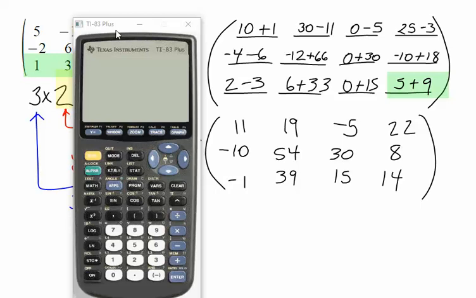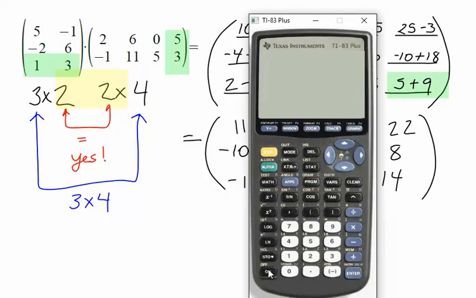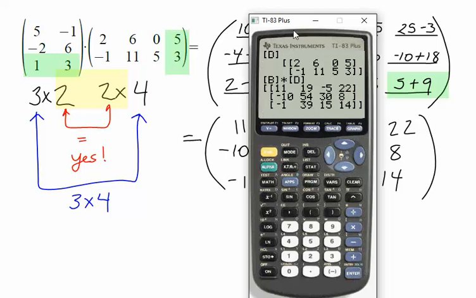Now we could check this on our calculator. So going back into my calculator, in matrix, I've already stored these. B, I'm going to double check. It is the matrix over here on the left. D, I'm going to double check that as well. It is the matrix on the right. And if I took second matrix B times second matrix D, hit enter, there's the result.